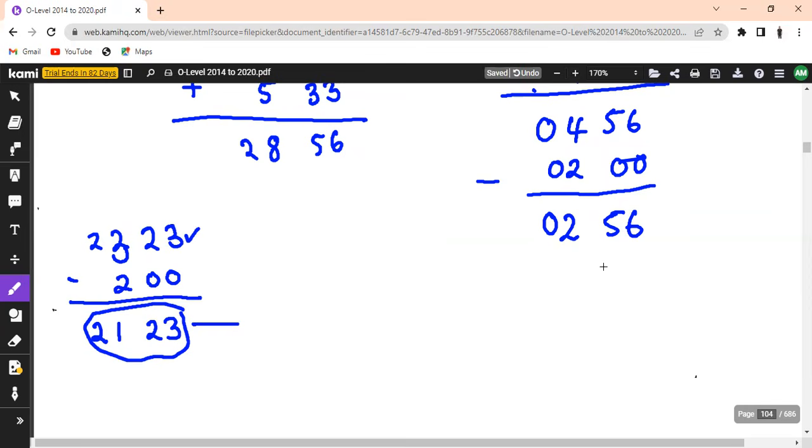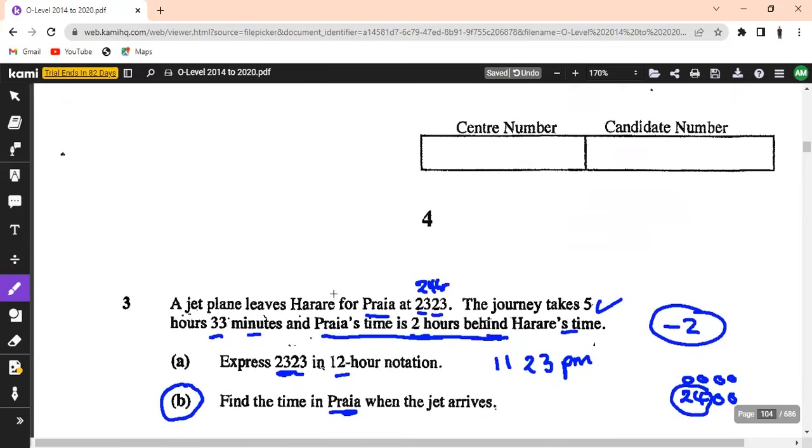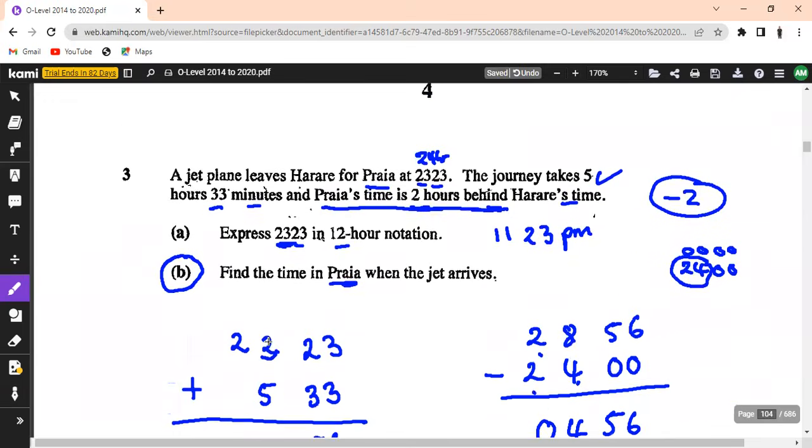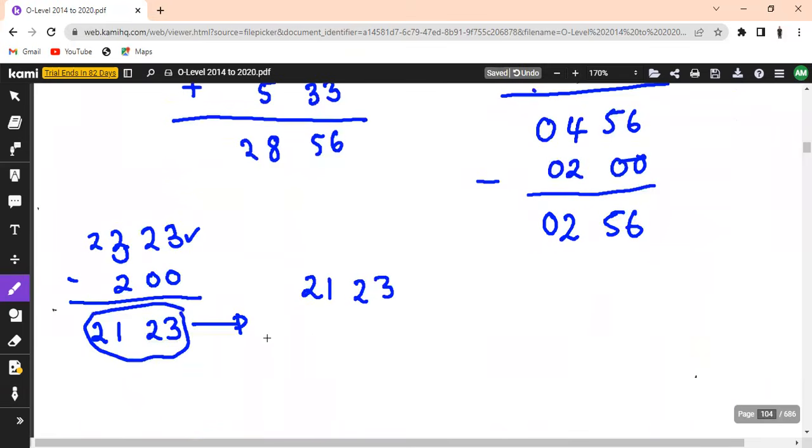Then it took 5 hours 33. So it's going to be 21, 23, sorry. So it's going to be 21, 23 here. So let's put 21, 23 plus the time that it took. Here we are told that it took 5 hours 33. So we are going to add 5 hours 33.